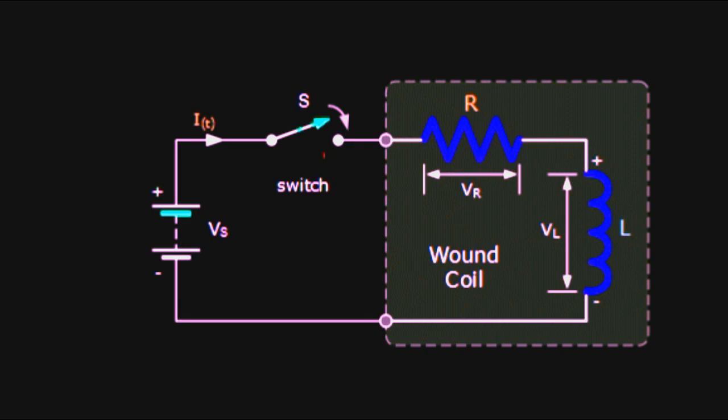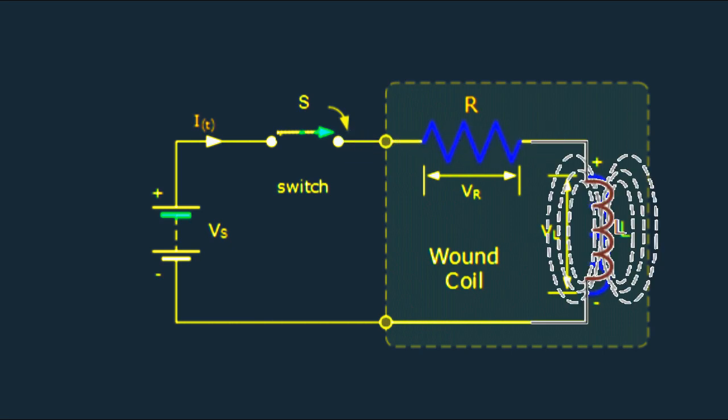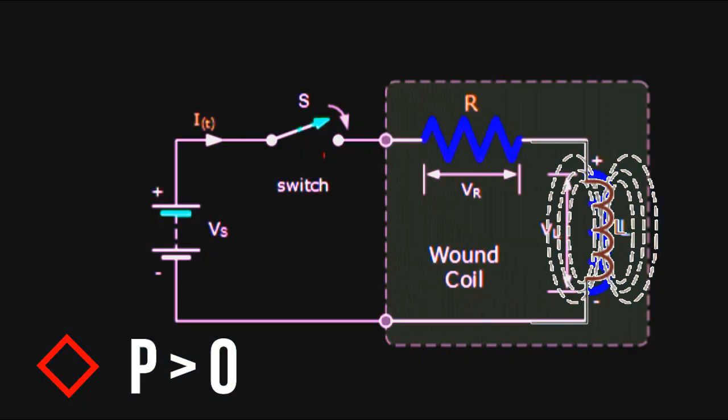When power flows into an inductor, energy is stored in its magnetic field. When the current flowing through the inductor is increasing and dI/dt becomes greater than 0, the instantaneous power in the circuit must also be greater than 0, positive, which means that energy is being stored in the inductor.